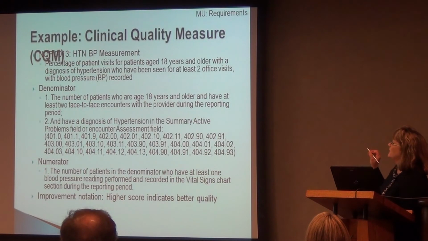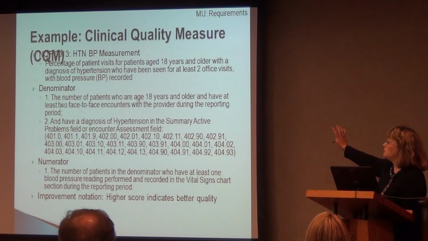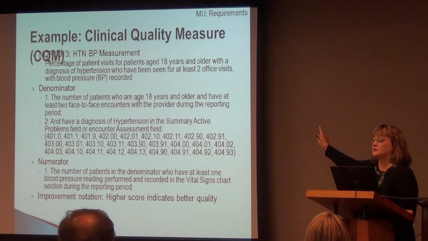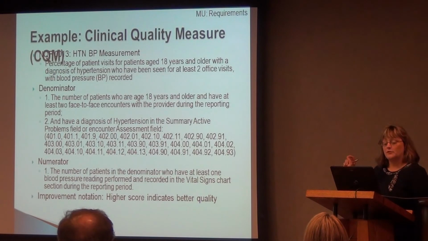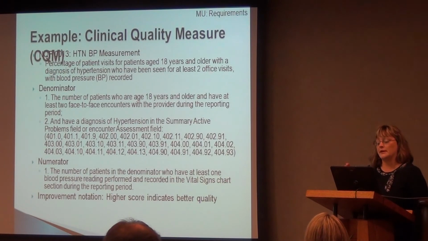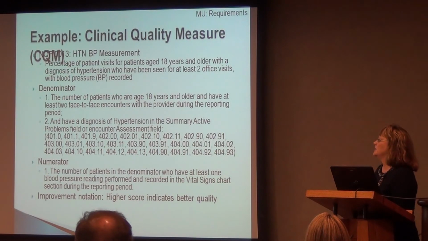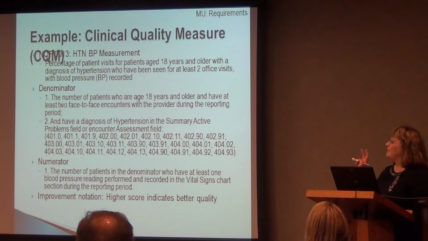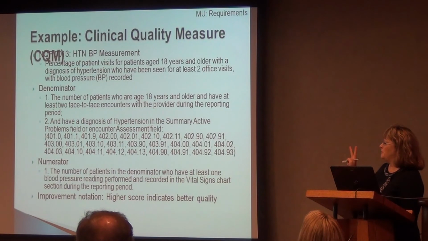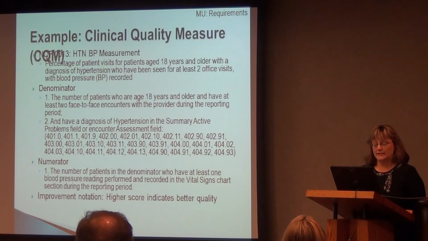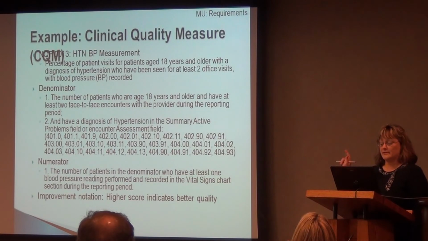Okay, I'm going to go quickly through a clinical quality measure, and this is the hypertension blood pressure management clinical measure. The way they calculate it is for patients who are age 18 and older with a diagnosis of hypertension, who have been seen for at least 2 office visits with a blood pressure recorded. You'll recognize the hypertension ICD-9 codes. If they appear in the EHR and the patients are 18 years or older and have 2 face-to-face encounters in the reporting period, the patients must have at least 1 blood pressure recorded in their chart in the vital signs.